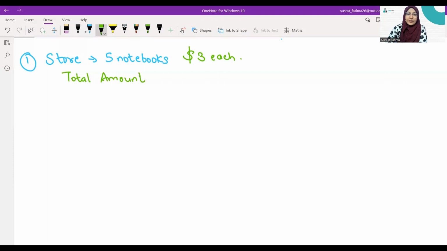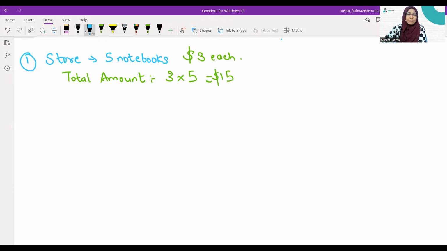For this, instead of adding 5 three times or adding 3 five times, what I simply need to do is multiply 3 by 5. So where the cost of one thing or the number of items in one group is given and I need to find out about more, like if the price of one notebook is given and I need to find the cost of 5 notebooks, that time we multiply numbers. So 3 multiplied by 5 gives me 15. The total amount that I need to pay the shopkeeper is $15.